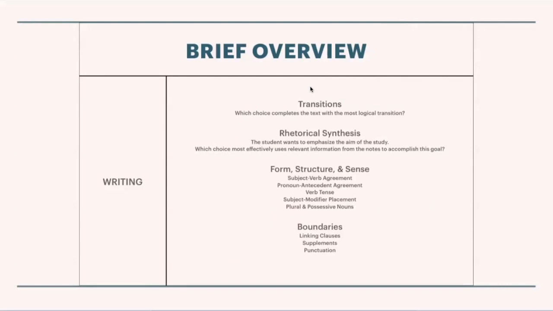Okay, moving on, let's go over the different types of writing questions. So as we can see here, there are 4 types: transition, rhetorical synthesis, form, structure, and sense, as well as boundaries. So for transitions, this is really asking you to make the logical transition to connect between the 2 ideas in the passage. Sometimes it'll be the sentence right before the blank and the sentence right after the blank. Sometimes it'll be just the general idea of the passage.